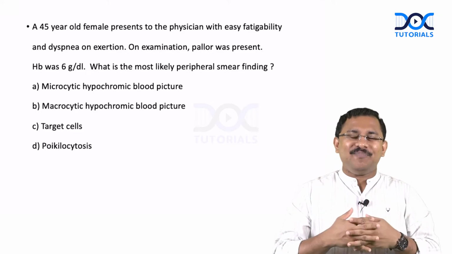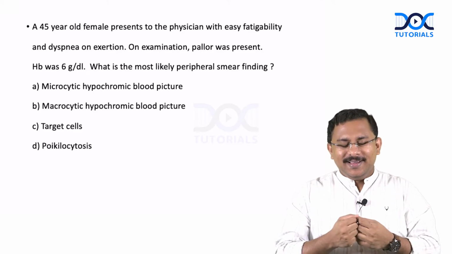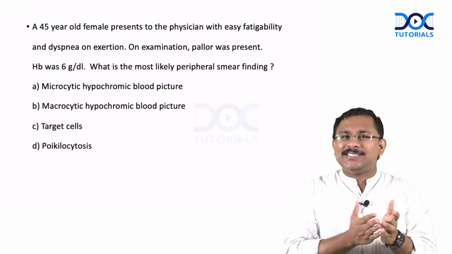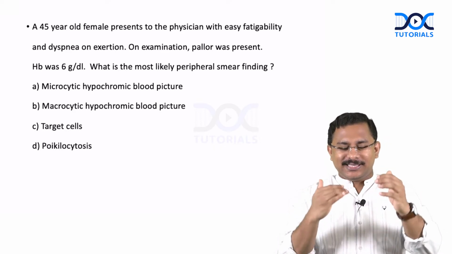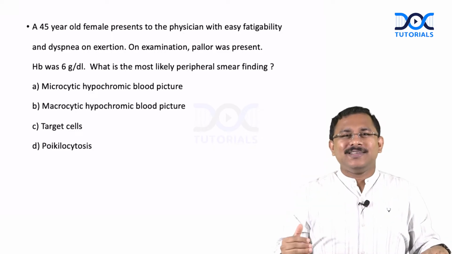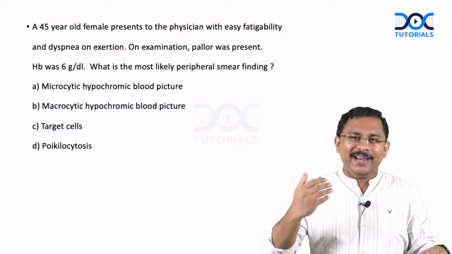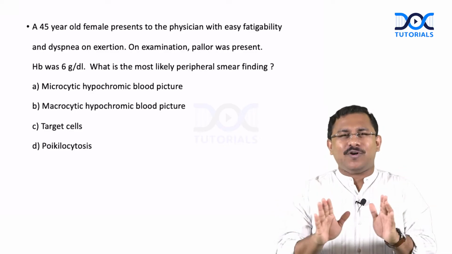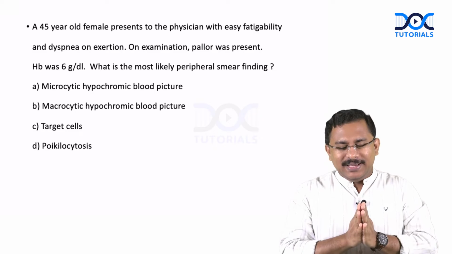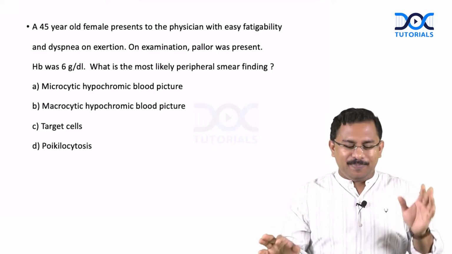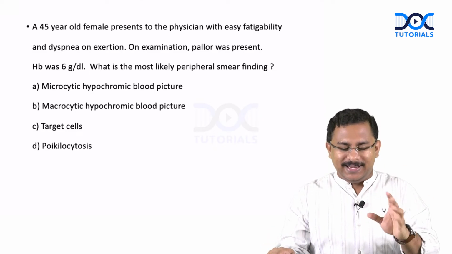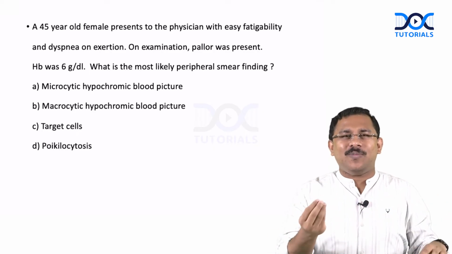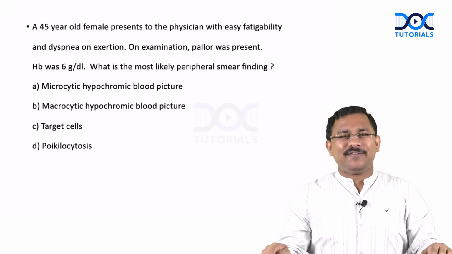After the exam, many students messaged me. At least some of you got confused whether they would ask such a simple question in INICET, or whether the answer is different. At least a couple of you have made this mistake of overthinking. But remember, this is a very simple, straightforward question. The patient is having anemia. A 45-year-old female with anemia, what is the most common peripheral smear finding?